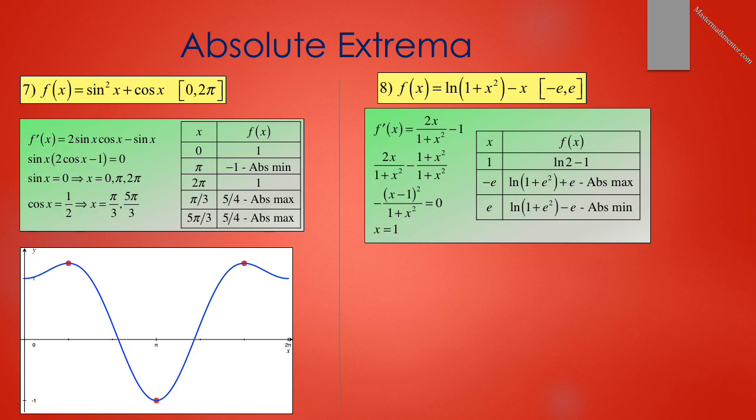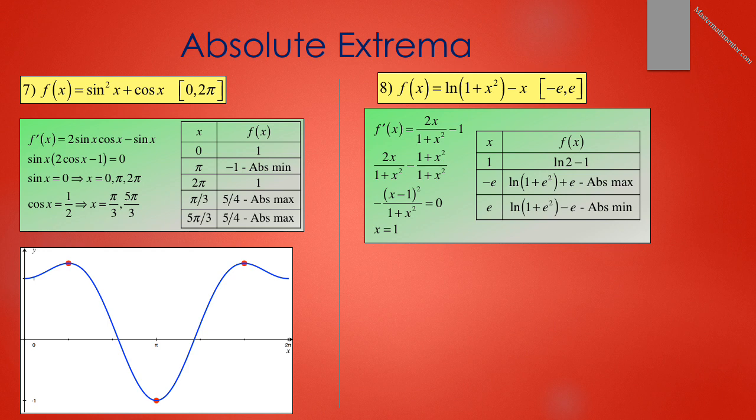In number 8, we're told that f of x is equal to the natural log of 1 plus x squared, minus x, on the interval -e to e. We take our derivative and we get 1 over 1 plus x squared times 2x, minus 1. It is best to get a common denominator, so we have 2x over 1 plus x squared minus 1 plus x squared over 1 plus x squared. When we put the numerator together and factor, we get negative quantity x minus 1 quantity squared over 1 plus x squared. Setting that equal to 0, x is equal to 1.